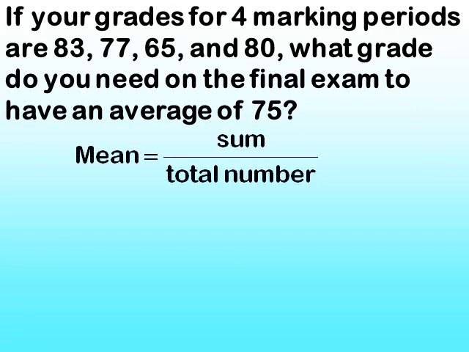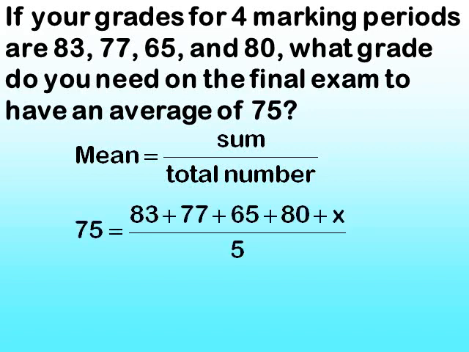An average is the mean, so you are going to take the sum of all of the marking periods and the final exam and divide by the total number of pieces of data. 4 marking periods and 1 exam is going to be 5 pieces of data. Since we know that we need a 75, we're going to substitute that in for the mean. From here, we're going to solve.